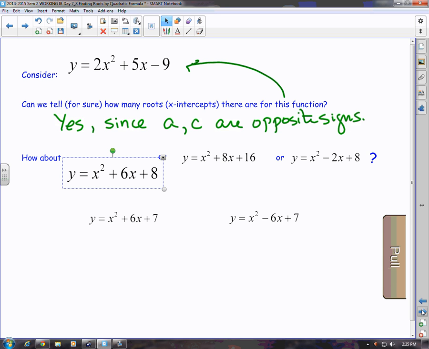Okay? Now, let's come down to this one. X squared plus 6x plus 8. Thumbs up, I know for sure how many there are, and it's 1 or 2. Thumbs sideways, I'm not sure. Thumbs down, I know that there aren't any. Now this one's a little trickier because A and C are both positive.